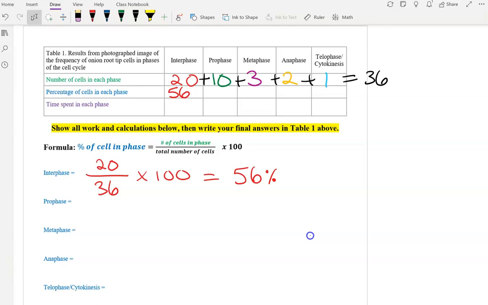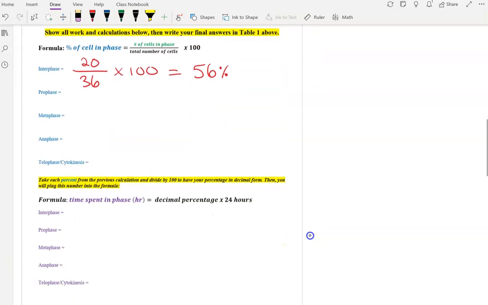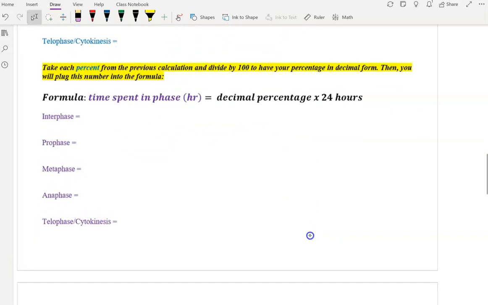Okay, so that's what you're going to do for the percentages. So do that for the rest of these, and then there is a key posted in the content library to check to make sure you got the correct answers for these. For the second part of the calculations, you're going to calculate the amount of time spent in each phase. So that is the decimal percentage, so the percentage that we just got as a decimal, times 24.